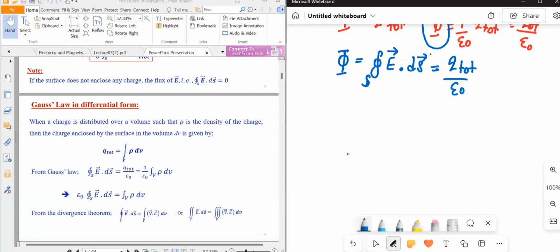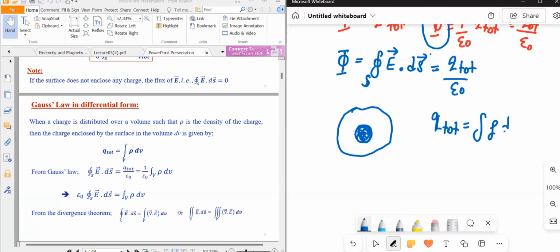So in differential form, let's say in this enclosed surface, we have several charges, a charge distribution. With the charge distribution, we can calculate the total charge enclosed. Q total is equal to, if there is a certain distribution of charges like this and the density is rho, then we need to do the volume integral of that charge density to calculate the total charge enclosed by this surface.